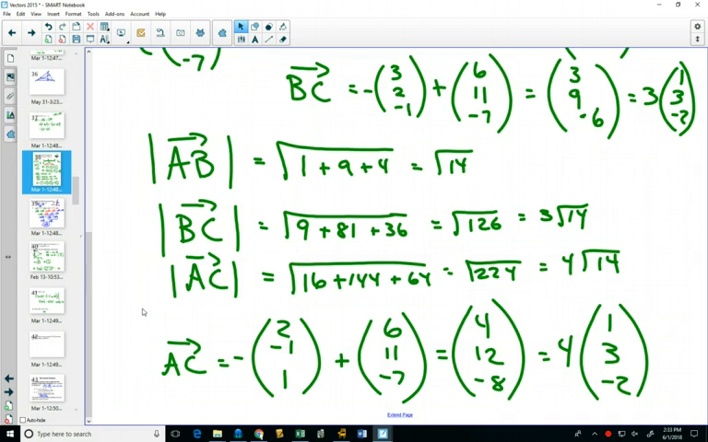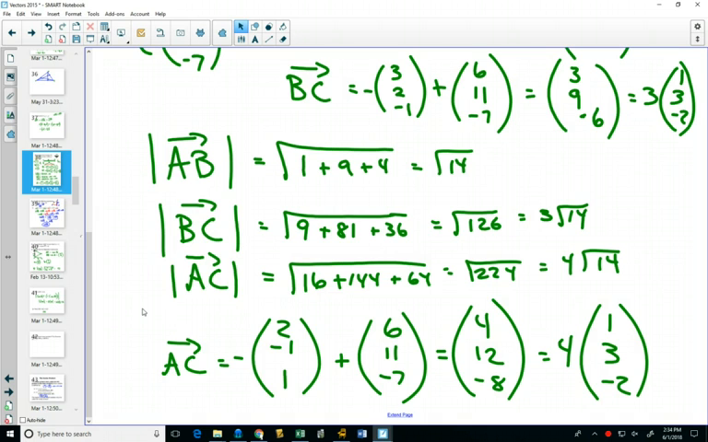If you were to find the distance from A to B, the distance from B to C, and the distance from A to C, you would get one of them to be square root of 14, the other the square root of 126, and the third the square root of 224. Now the square root of 126 and the square root of 224 give us 3 root 14 and 4 root 14.